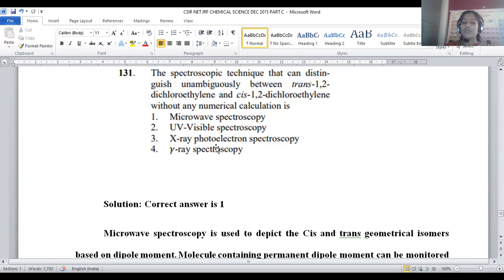X-ray diffraction is specific for interplanar distance and the crystallinity of the given compound. Whether the compound is crystalline or amorphous can be identified by using X-ray, and interplanar distance can be determined by using X-ray diffraction patterns. Gamma ray spectroscopy is specific for the identification of radioisotopes, especially used in nuclear chemistry. That's why the suitable answer for question number 131 is option 1.